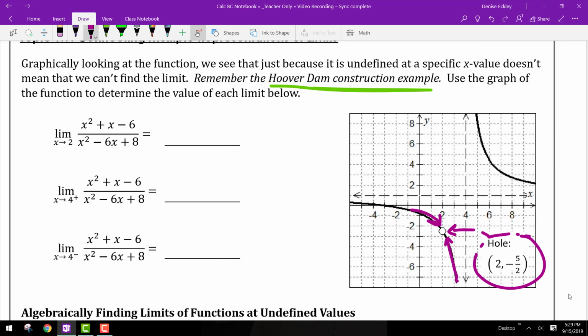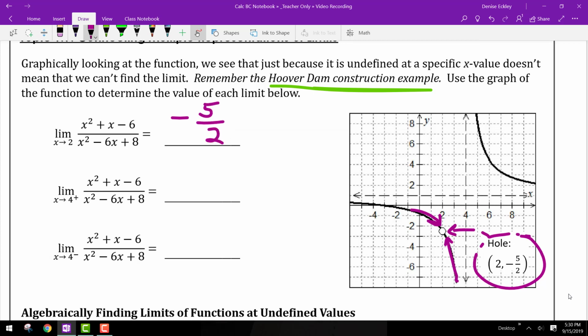So we already know the answer to the first one because we're using the same rational function from the last picture. We should get that it is negative 5 halves. And what we can see is that is indeed true because that's what I have highlighted on the graph. When we come from the left and the right, we are right at that hole. So that's why this function has a removable discontinuity at 2, and we get a value of negative 5 over 2.